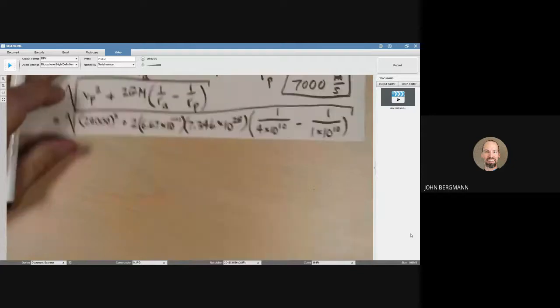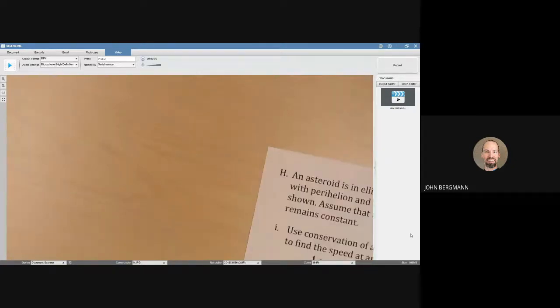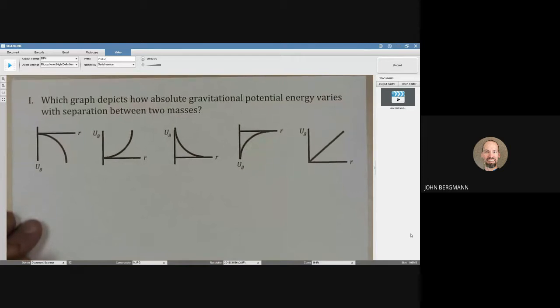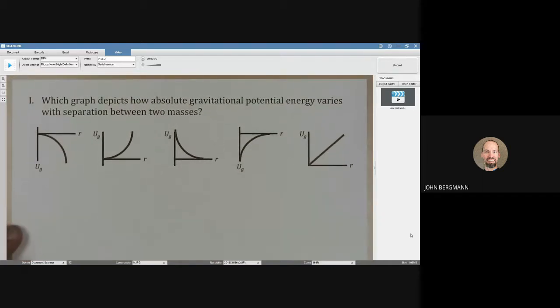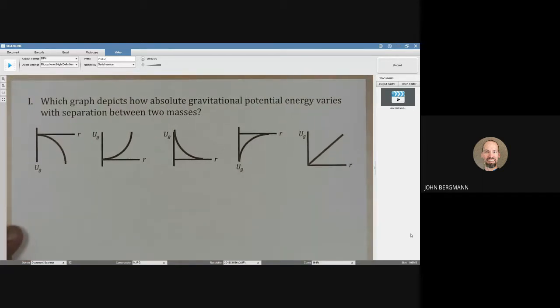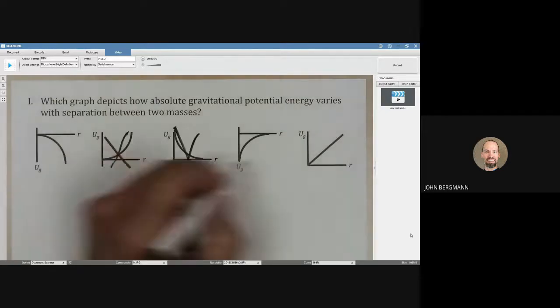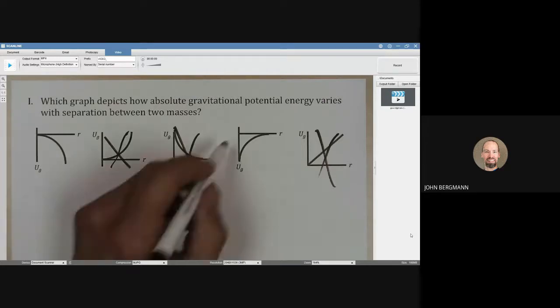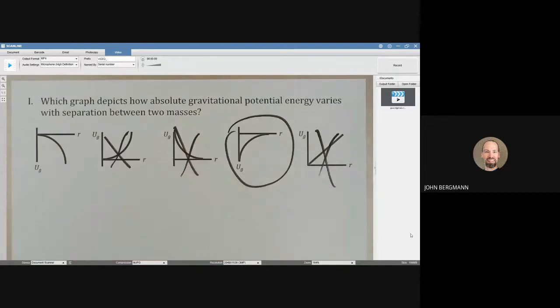All right, one quick question and then we're done with this video. Which graph depicts how absolute gravitational potential energy varies with separation between two masses? Absolute gravitational potential energy is always negative. Can't be those. And it's proportional to 1 over r. So as r gets bigger, the magnitude gets tinier and tinier and tinier. Right there.